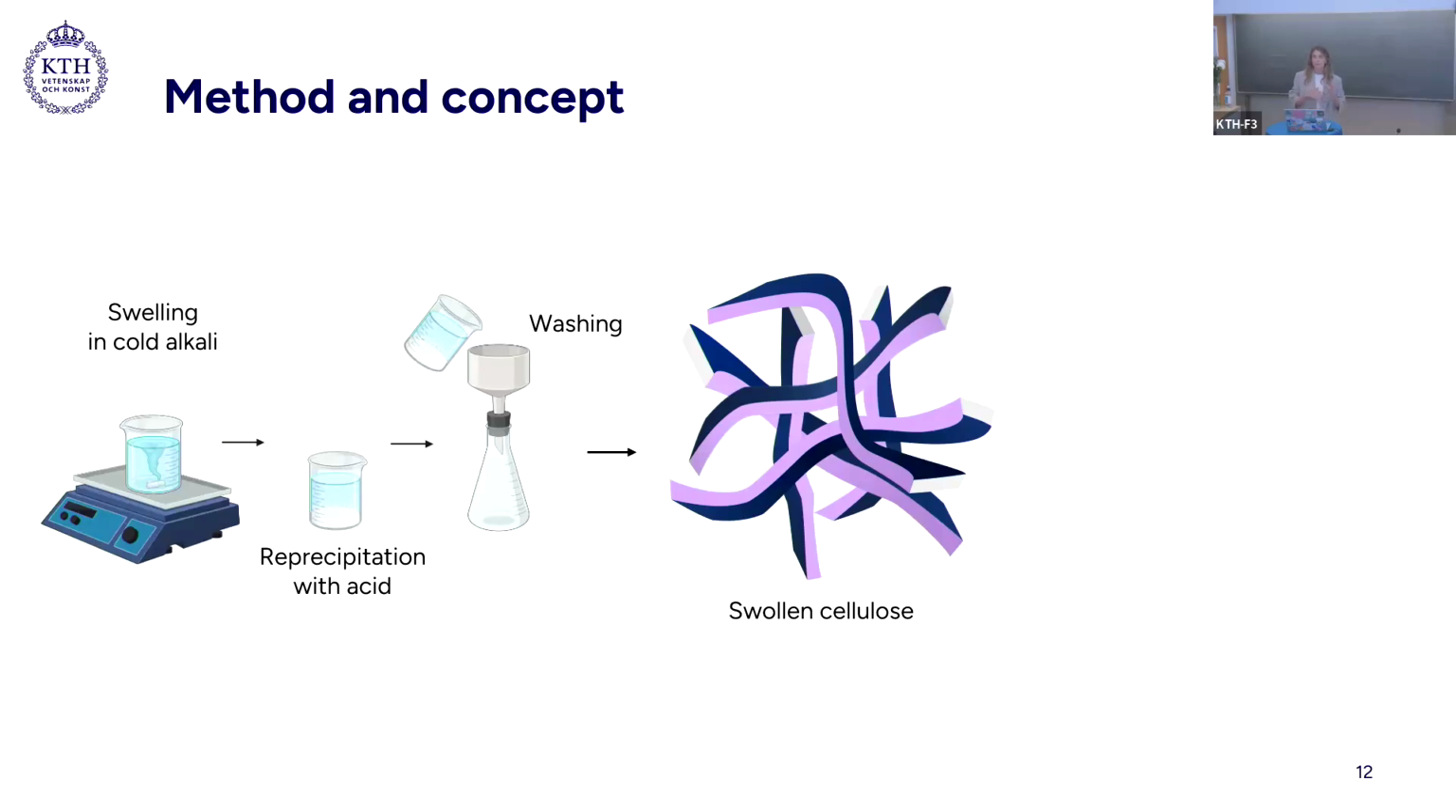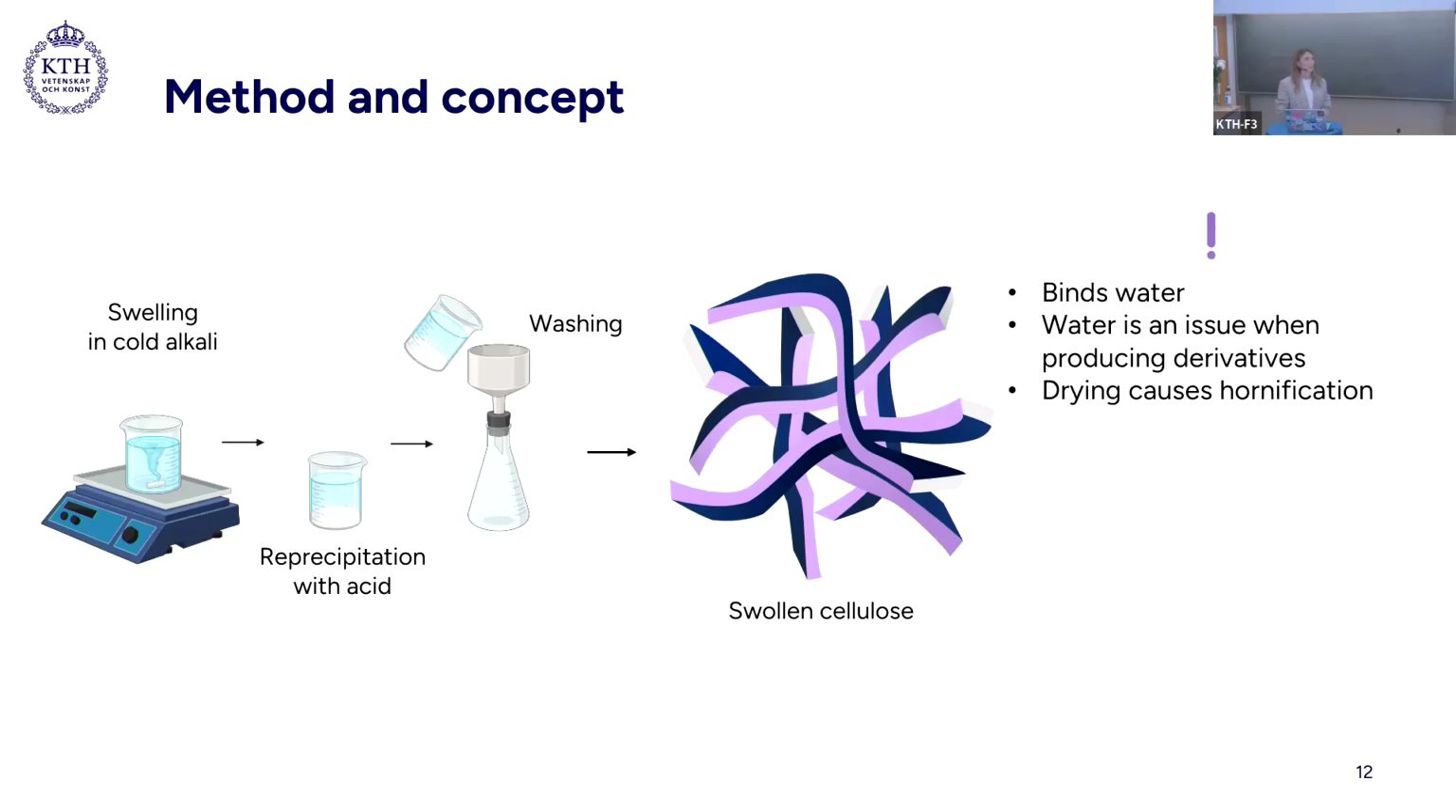So what we do is a cold alkaline swelling, and then we do a reprecipitation with acid, and then we do some thorough washing. And after that, we have our swollen cellulose. Great, but there are still some issues with this swollen cellulose. First of all, it binds a lot of water, and water can be an issue when we want to produce derivatives because it dilutes the reagents or even disturbs the reaction.